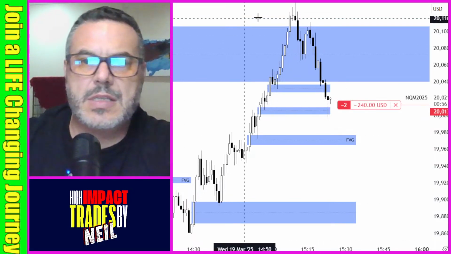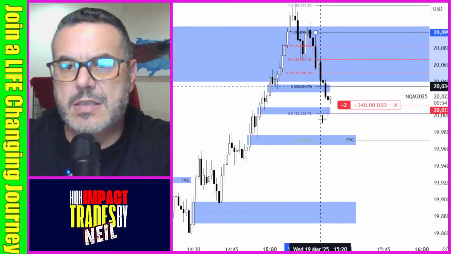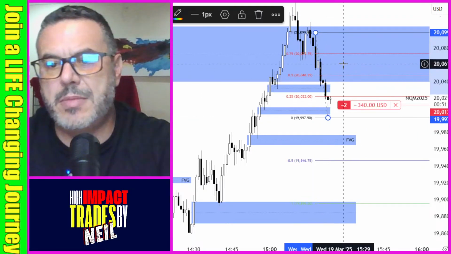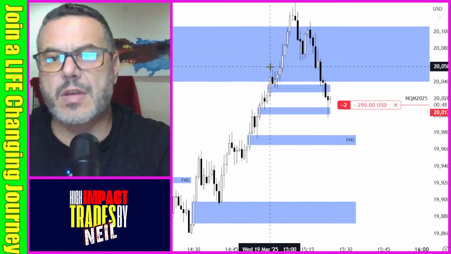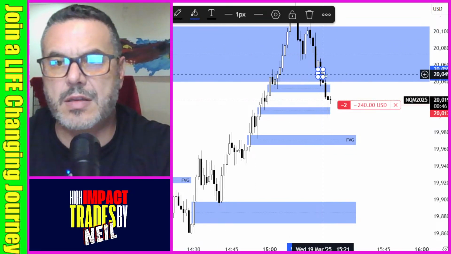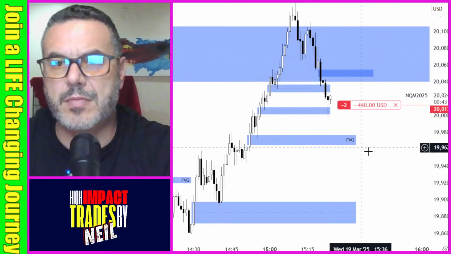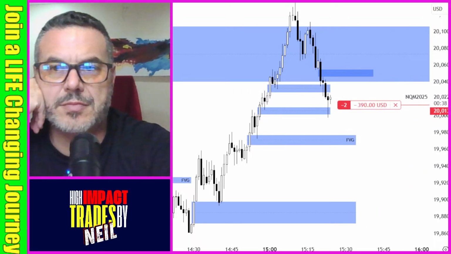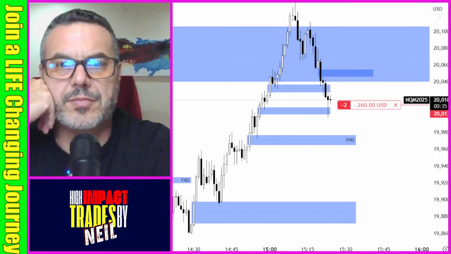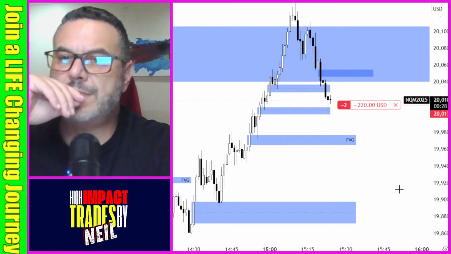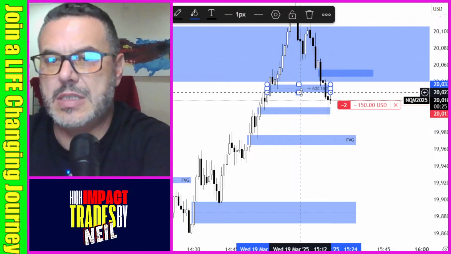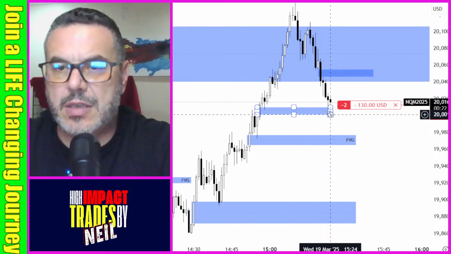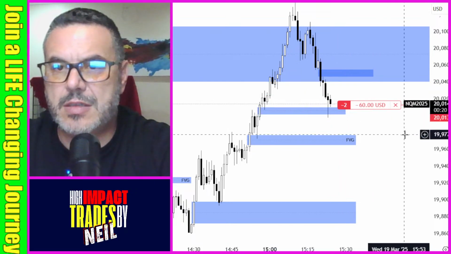Alright, so where could this thing pull back to? You're going to have to take this swing point, so this gap here. This could be the gap to retrace back to. Okay, I'm going to take all these off. Don't get too caught up with these.